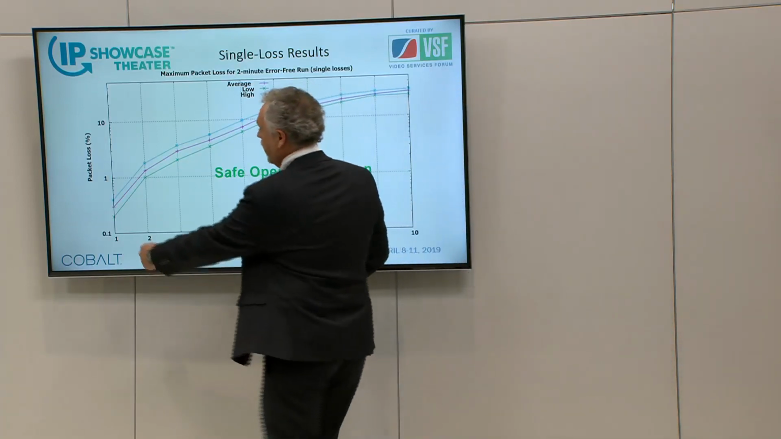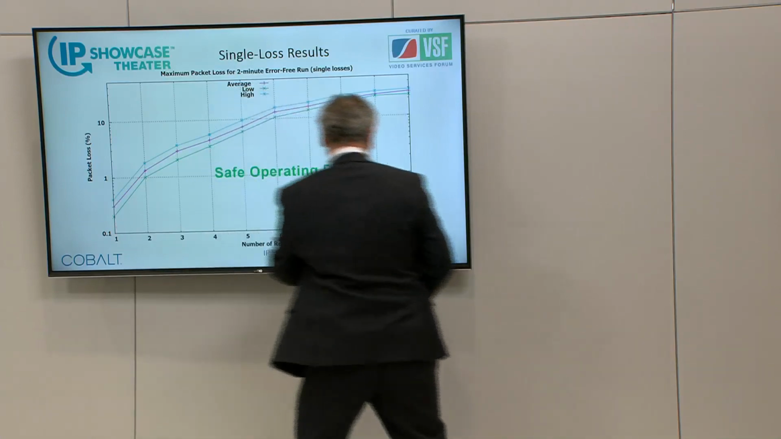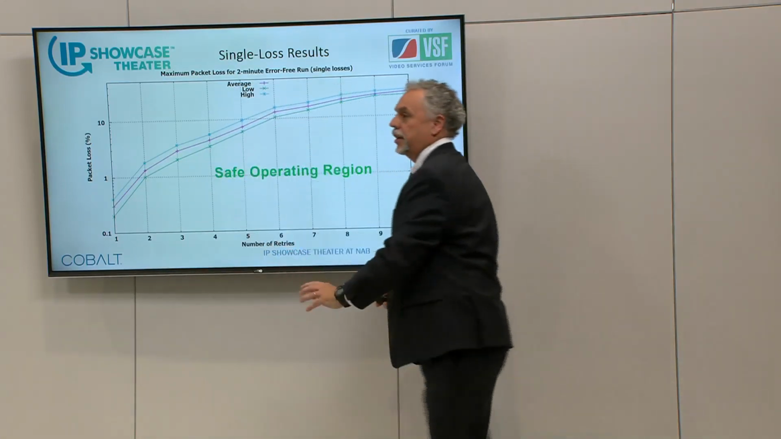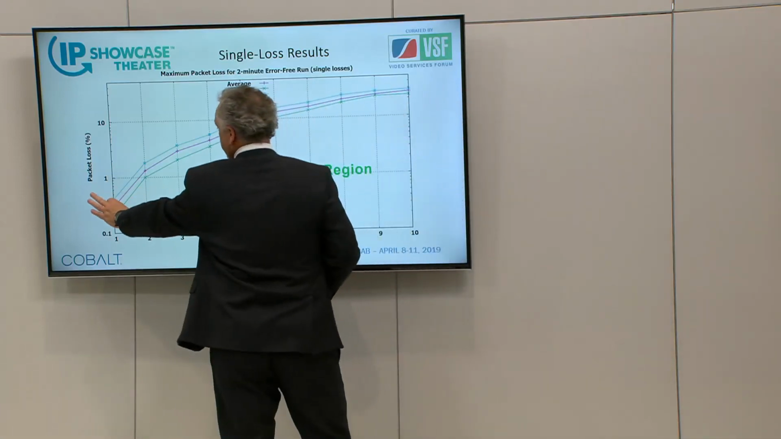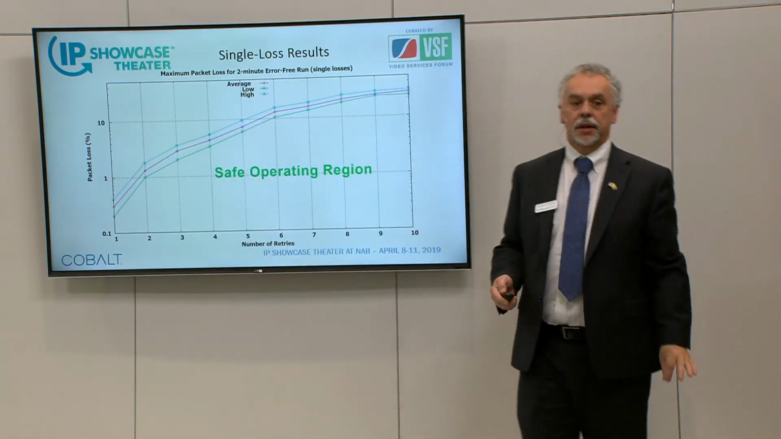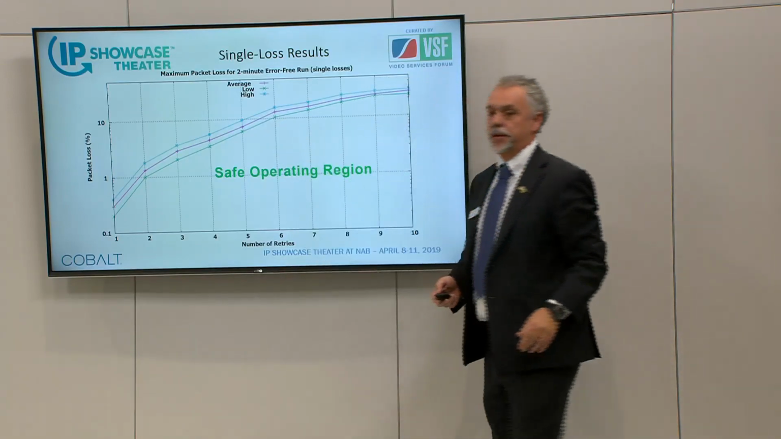So I have here the packet loss at which it broke, and here the number of retries. So you want to be underneath here. This is over my 10 tries. This is the range I got. So you normally want to be operating over here based on your packet loss.